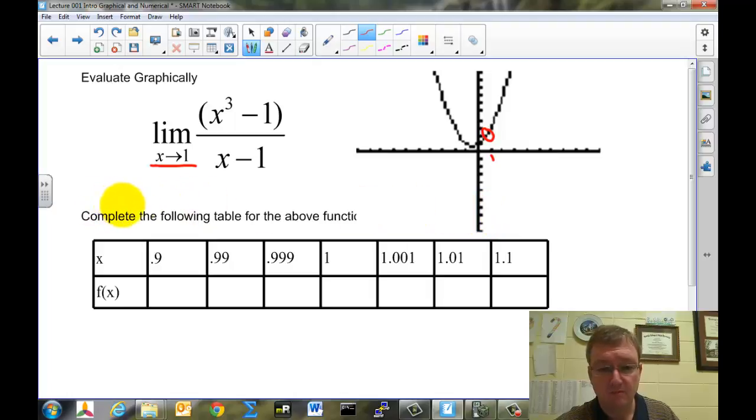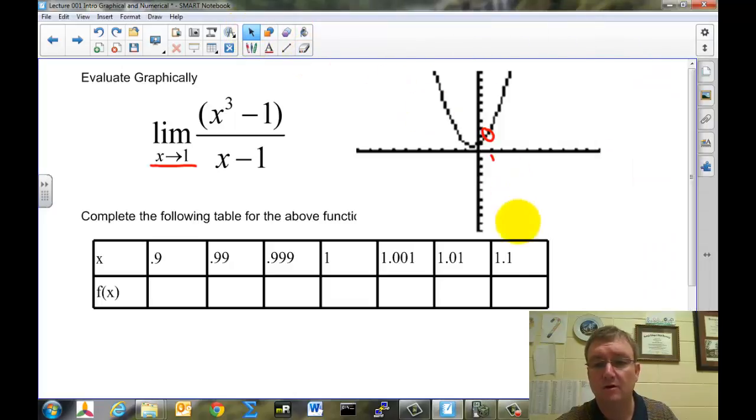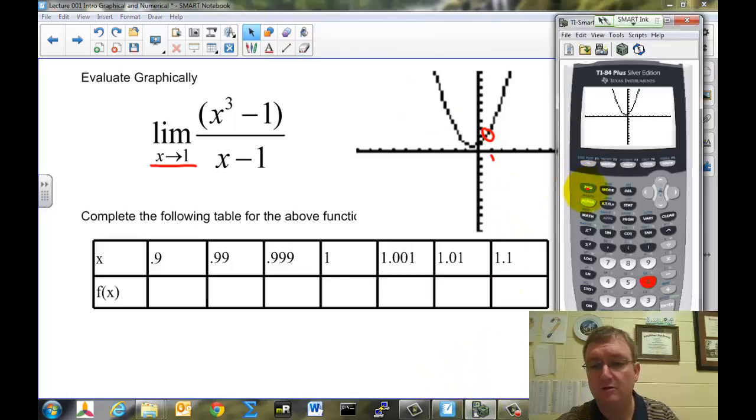Well, let's look at this chart that we've created down here. Can we figure out what the function value is at each one of these? I think we can. If we go back to our calculator and choose second, table set, let's just put these numbers in one at a time and try to figure out what they are.